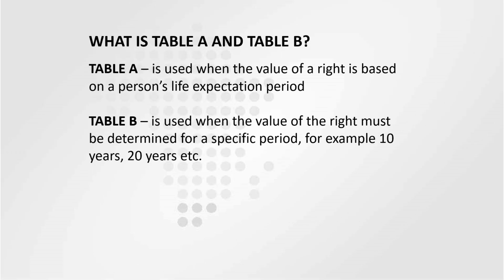Table A is what you'll use when the right is over the life expectation period of the person receiving that asset, the beneficiary's age. Table B will be used when a period has been specified. So the right of use will be for a specific period, for example, of 5 years or 10 years.